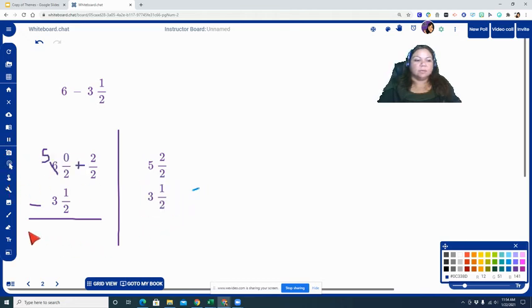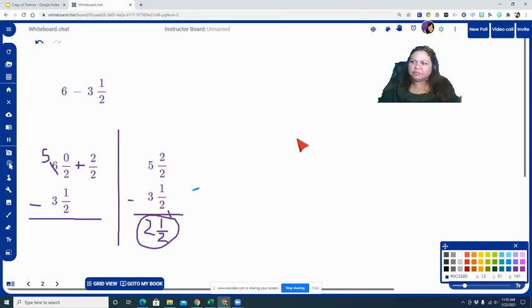Okay, so now I'm ready to subtract. 2 halves minus 1/2. I'm only going to subtract the numerator. 2 minus 1 is equal to 1. And I keep the same denominator. And now I just subtract the whole numbers. 5 minus 3 is equal to 2. So my answer is 2.5. 6 minus 3.5 is 2.5.